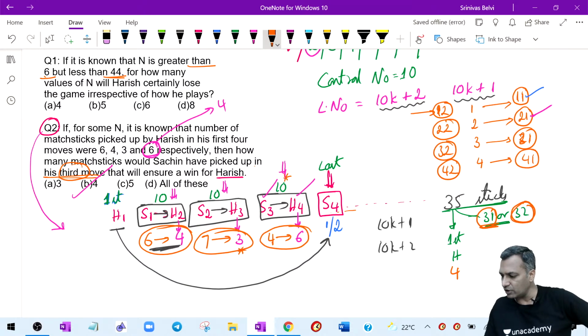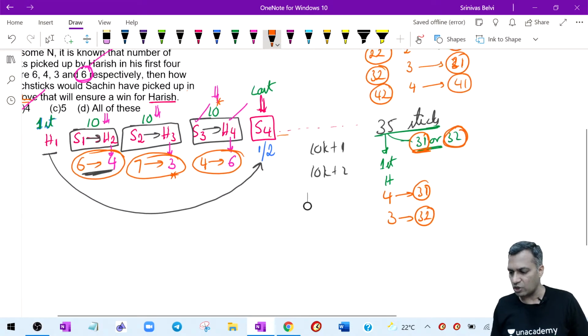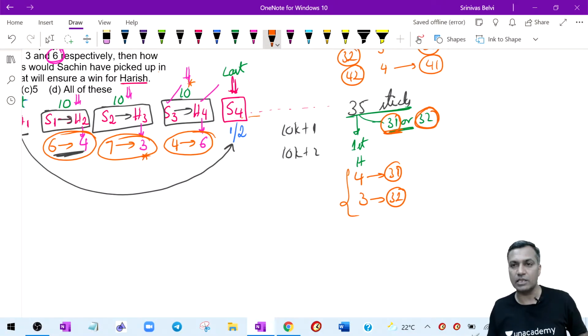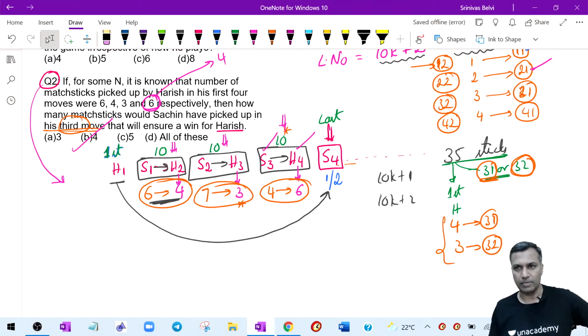Already you decided to leave 32 for him. Then pick 3. If you pick 3, with 31 you can start controlling. If you pick 3 here, with 32 you can start controlling. So you want to control with 31 or 32, you have a choice. But that choice depends on how much you pick in the beginning. That should be very calculative. In this calculation it doesn't matter, but in the overall question it matters.